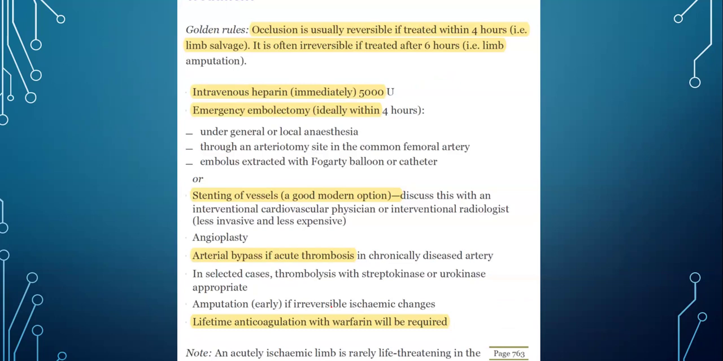So if a patient has acute lower limb ischemia, it is still reversible if you can treat the patient within 4 to 6 hours. So that is the golden hour. After 6 hours, most likely you would not be able to do anything and the patient might need an amputation. So if you suspect occlusion, the treatment is intravenous heparin, emergency embolectomy. Sometimes they can put a stent to keep the artery open, or even sometimes a bypass grafting. For this patient, they might need lifelong warfarin.